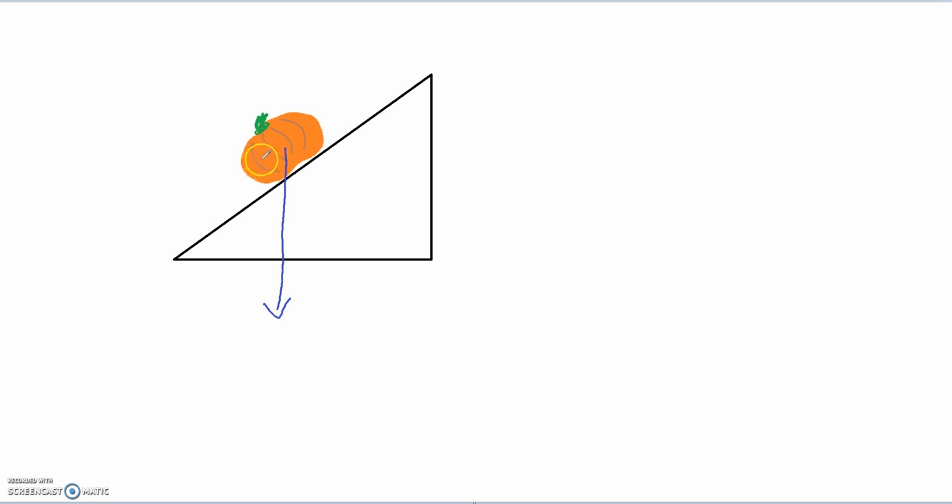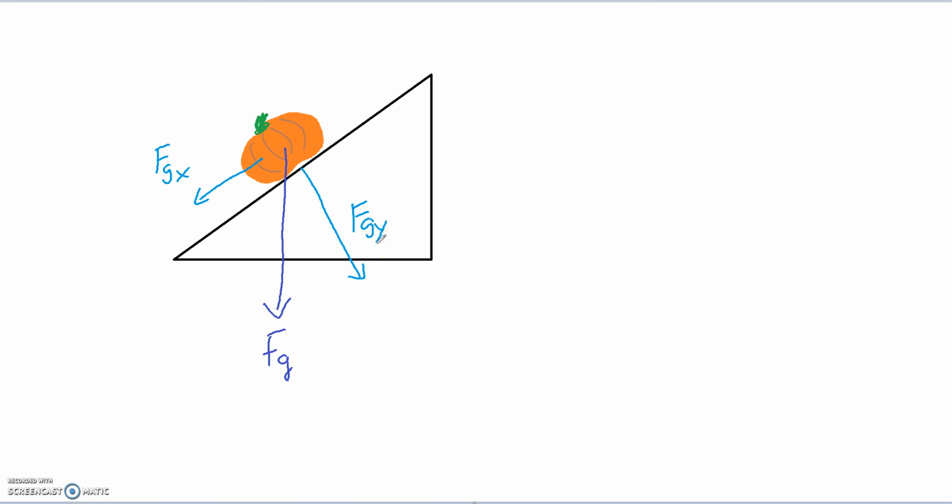One thing it does is cause the object to go down the ramp. But the other thing it also does is create pressure between the pumpkin and the surface. So that regular force of gravity that typically goes straight down is then broken apart into two parts. One part is often called FGX, and the other part is often called FGY.